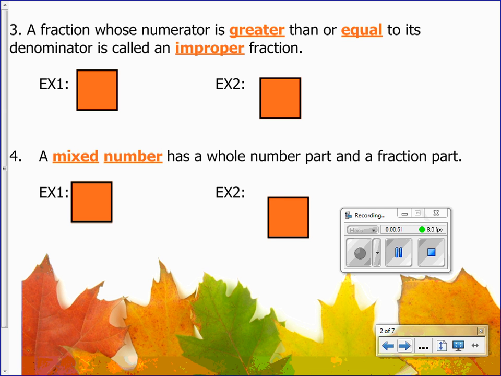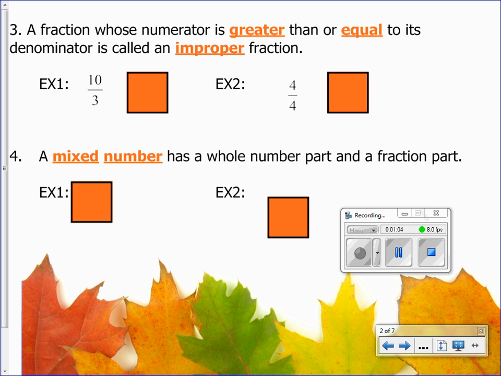Number 3, a fraction whose numerator is greater than or equal to its denominator is called an improper fraction. In example 1, you have 10/3. In example 2, you have 4/4.